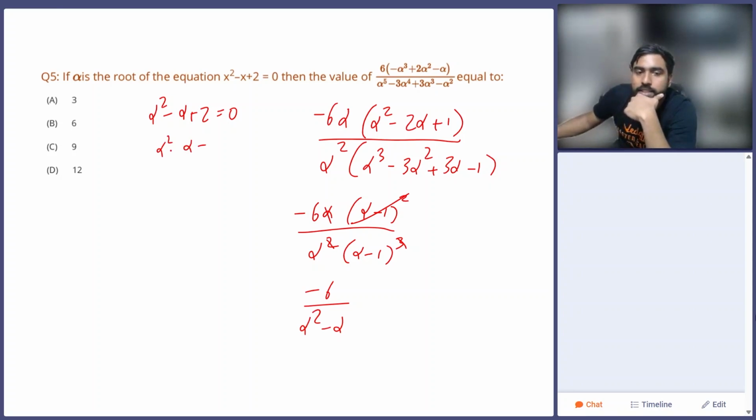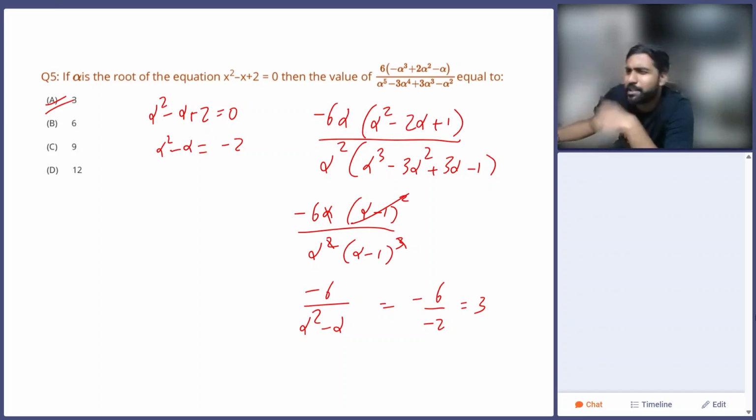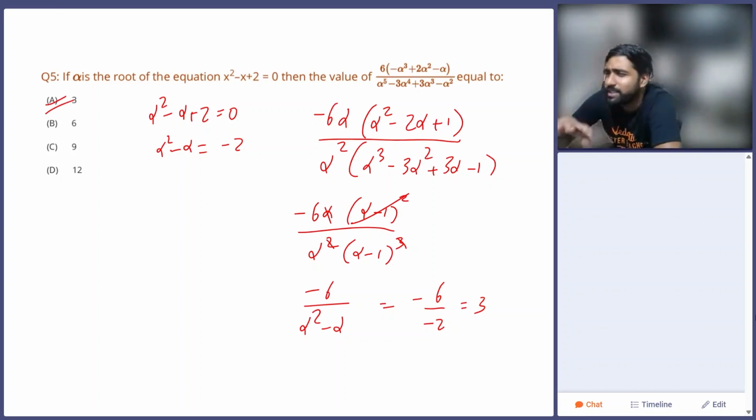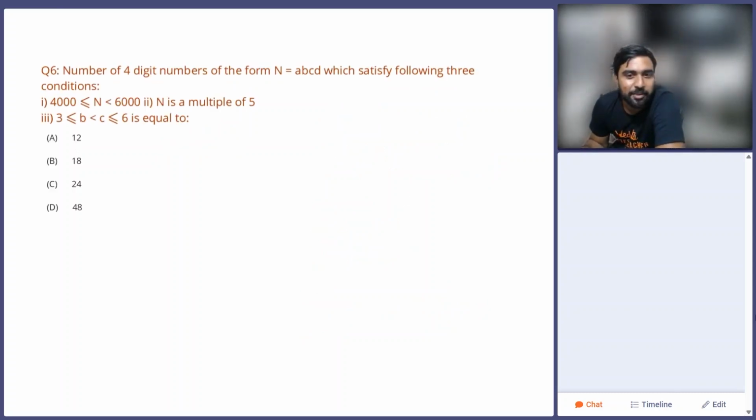What is alpha squared minus alpha? That's equal to minus 2. Substitute. So that's minus 6 upon minus 2. This is a pure algebra question. Absolutely pure algebra, no logic, just pure mathematical identities. Hope the idea is clear, everybody.